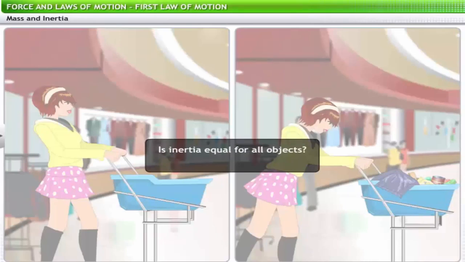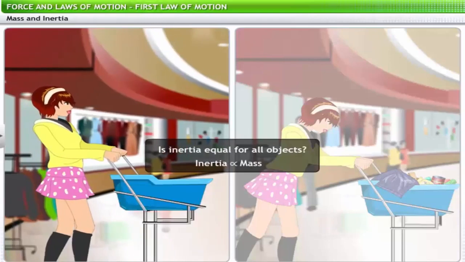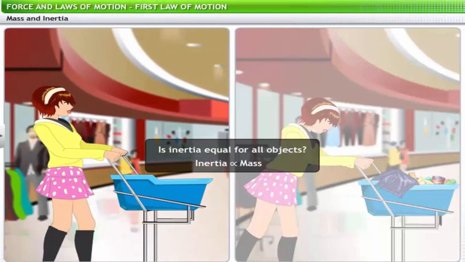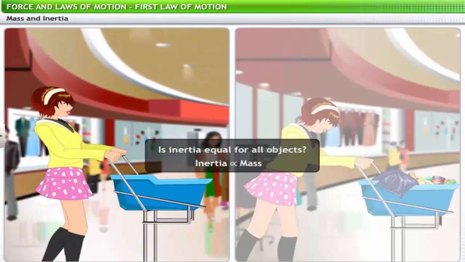Now that we know what inertia is, the next question is: is inertia equal for all objects? There isn't a yes or no answer to this question. Inertia is proportional to the mass of an object. This is evident when you try to push empty boxes versus boxes filled with packages.